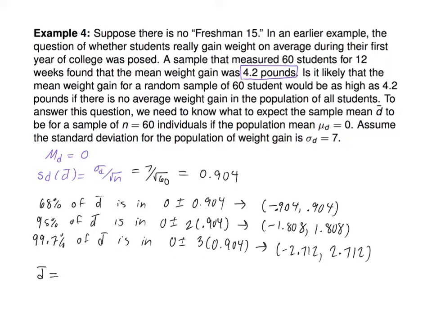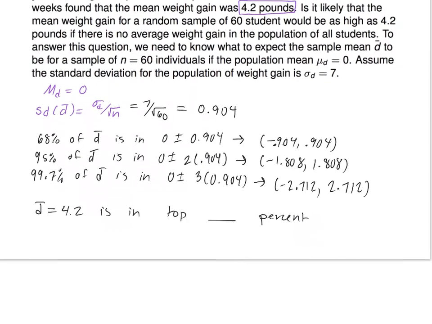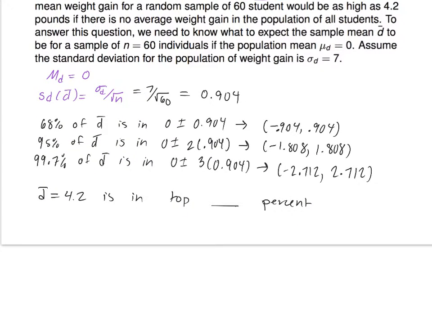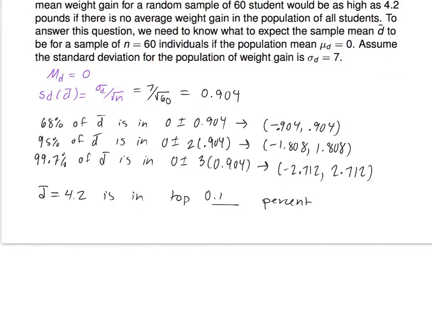So D bar equal to 4.2 is in the top fill in the blank percent. With this last one, there's 0.3% left, right? Half of it falls on the bottom end and half of it falls on the top. So they're in the top how much percent? 0.15, just 0.15. So that's kind of unlikely, right? This means that the freshman 15 is probably real for most people.